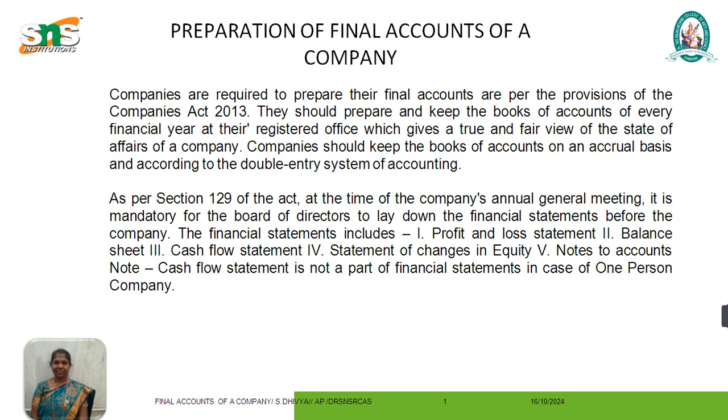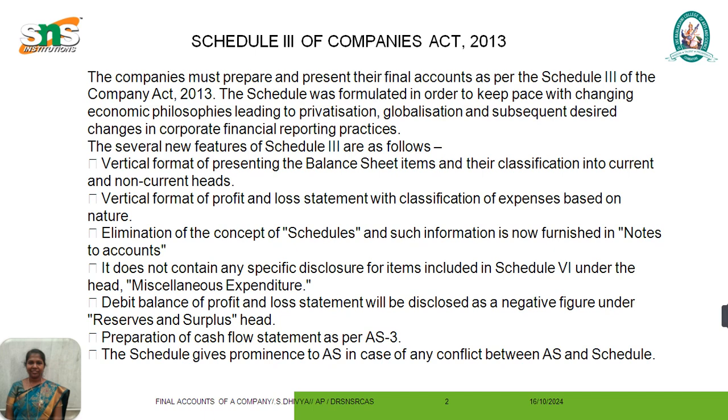As per Section 129, at the time of the company's annual general meeting, it is mandatory for the board of directors to present the profit and loss statement, balance sheet, cash flow statement, statement of changes in equity, and notes to accounts. The cash flow statement is not a part of the financial statements in the case of a one person company.